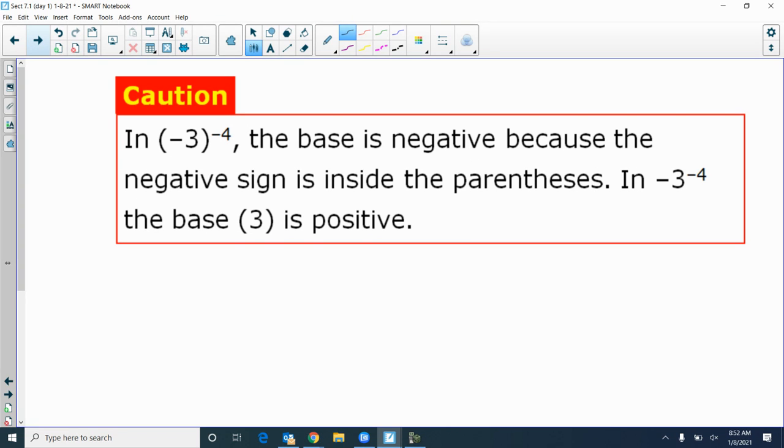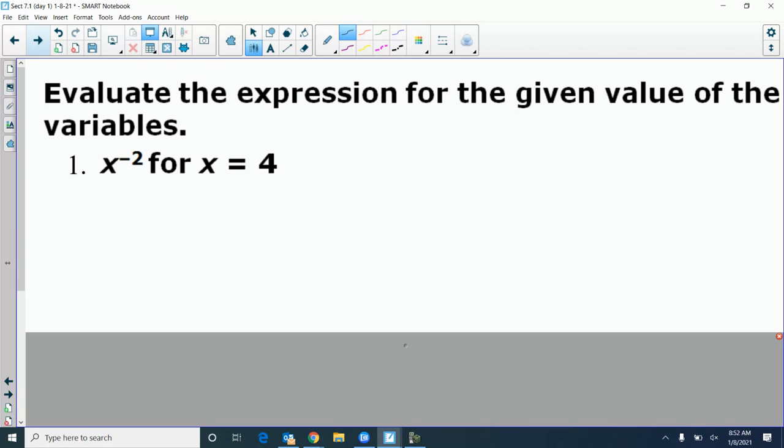And this is what we just talked about. If you got parentheses, that means that negative has to be applied to the power. If you don't have parentheses, then our base is just the 3. In parentheses, our base is -3. So there's a huge difference. And now if you're given an expression and asked to plug in, that's going to apply whether you use those parentheses or not, or how you use them.